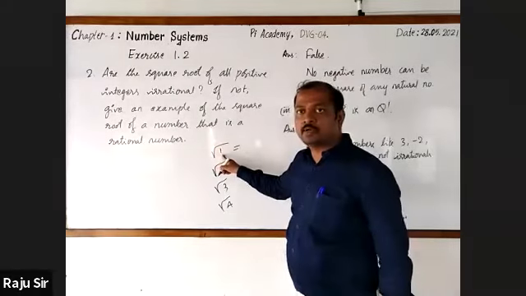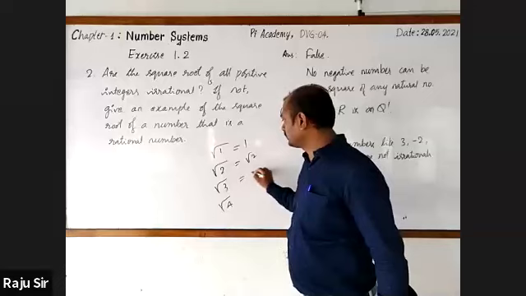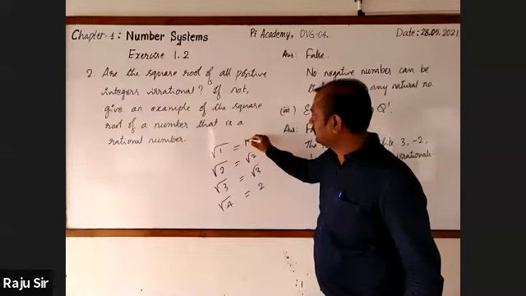Except for root 4, sir. Wait. What is the square root of 1? It is 1. Then root 2, root 3, and root 4, which is 2. Whether 1 is rational or irrational? Rational. And root 2? Irrational. Irrational. Rational.